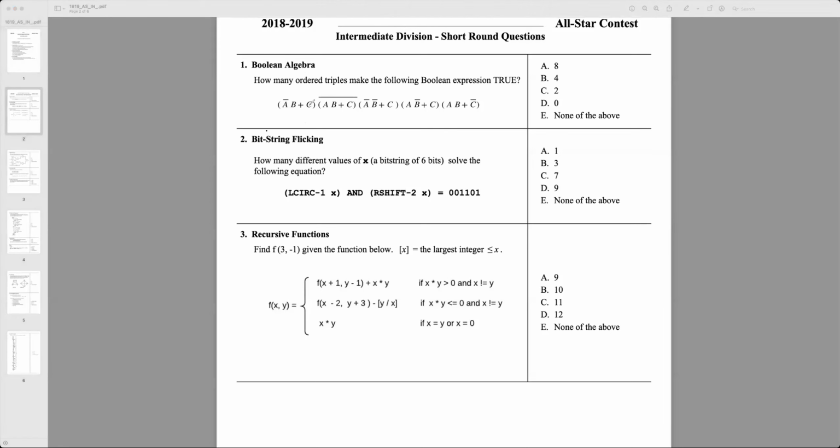So the first question asks, how many ordered triples make the following Boolean expression true? Emphasis on the keyword true. And we're given this big equation. And since it's pretty big, let's simplify it.